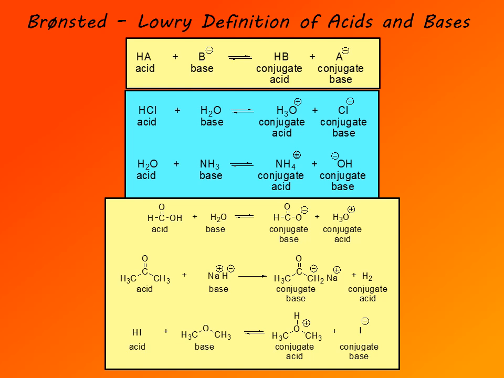And the last example is the reaction of hydrogen iodide with an ether. Hydrogen iodide acts as an acid. In this case, dimethyl ether is a base. We get the oxonium ion as the conjugate acid and the iodide anion as the conjugate base.